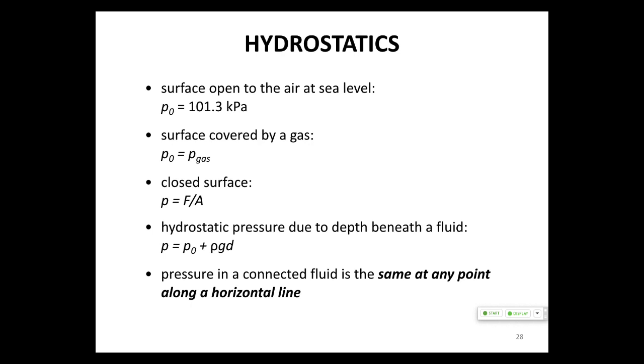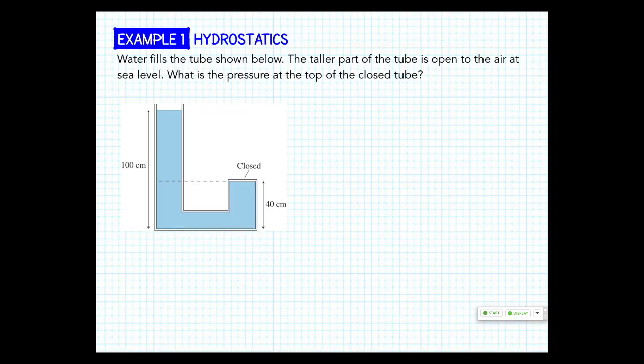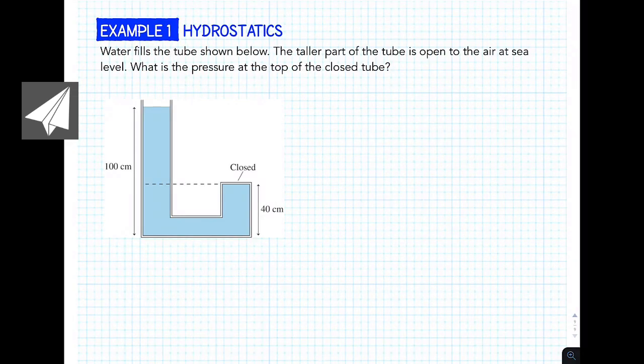All right. Ready for an example? Okay, so we're going to do an example. We have water filling the tube shown below. The taller part of the tube is open to the air at sea level, so we should know the pressure. We want to know the pressure at the top of the closed tube, so right there. We know from the whole hydrostatics thing that whatever the pressure is here should be the same as the pressure here, because if the water's not flowing, that means they're at the same height. So, because of that, what we really need to do is find the pressure here.